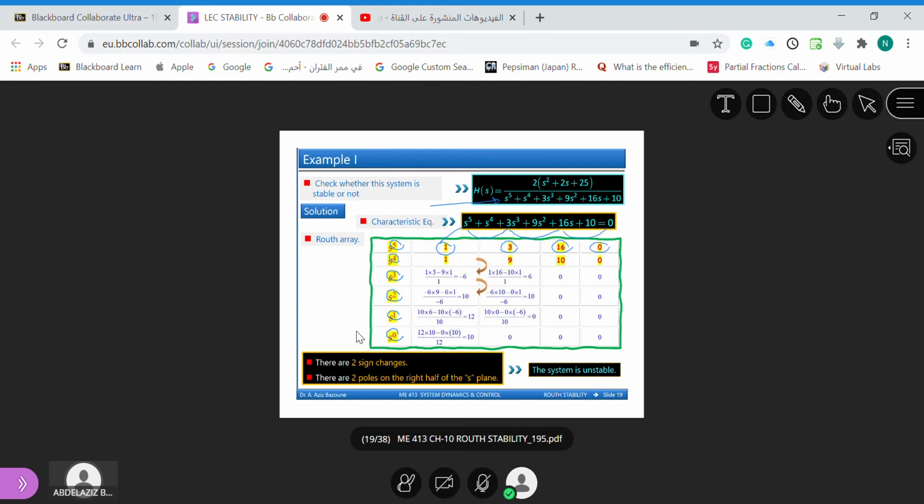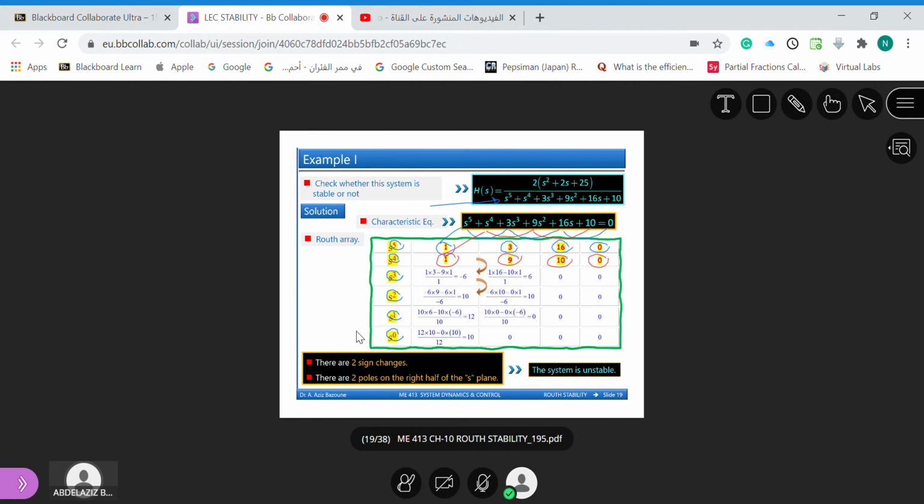Next, I will form the S to the power 3 row. The S to the power 3 coefficients will be like this. S to the power 4 here started by 1. And then I jump the next one, I will have 9. And then I will jump the next one, I will have 10. And then I will have 0. So I formed the array.